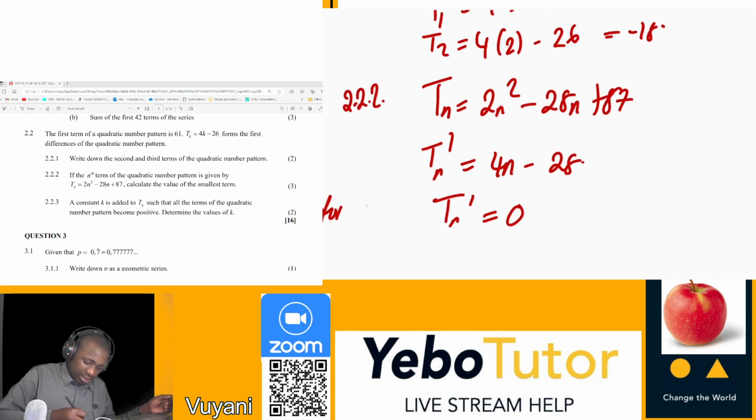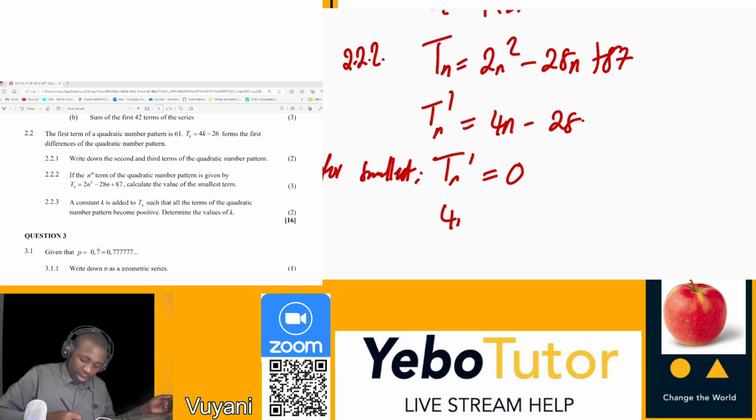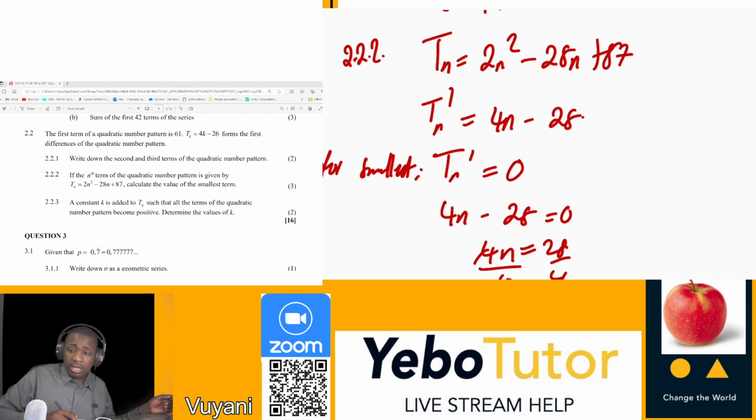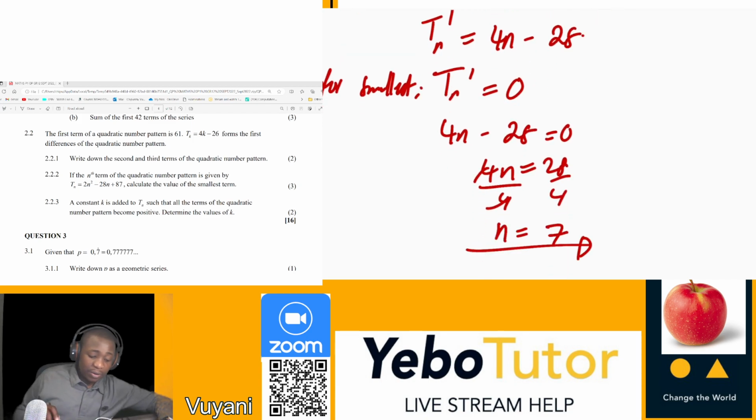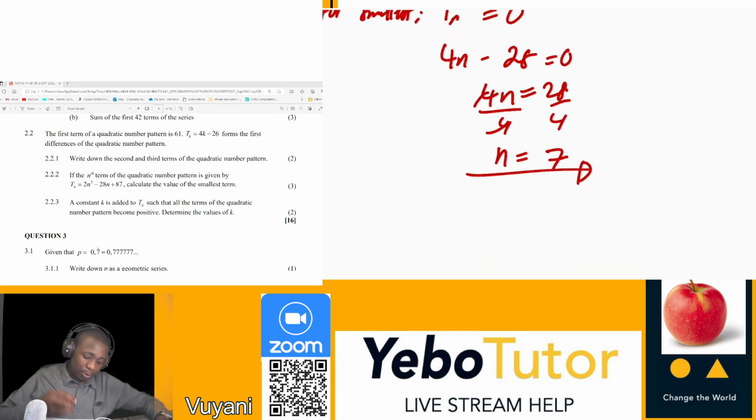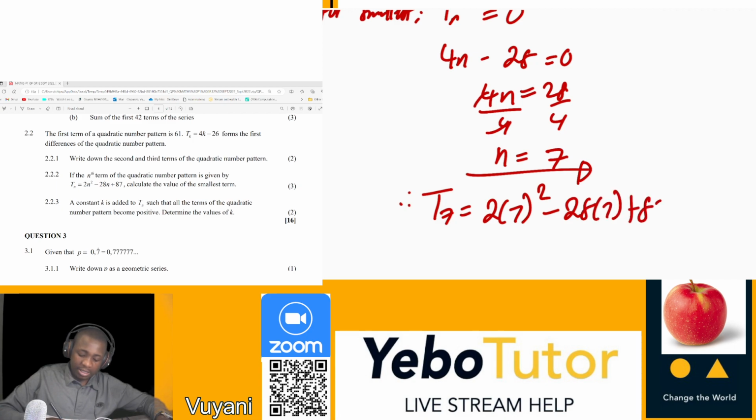So for the smallest, we need to know this. Then 4n minus 28 is equal to 0. Then 4n is equal to 28. Then divide by 4 there. Then we have our n value, which is equal to 7. So when the n value is equal to 7, we can get the value of the smallest one. Now we can substitute T7, that would be 2 multiplied by 7 squared minus 28 times 7 plus 87. Then after that we can get our smallest value.